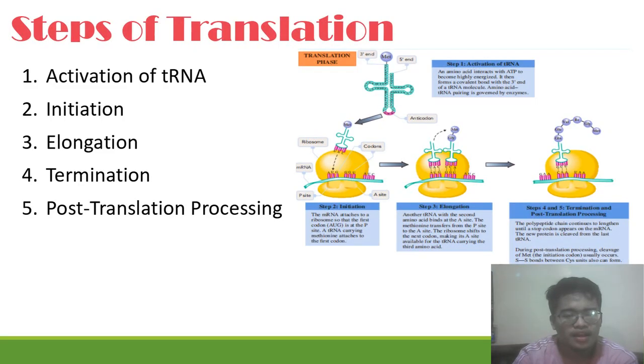So we are done with the structure of the ribosome, the two subunits of ribosomes. Now let's move forward to translation. There are five general steps to the translation process. The first one is the activation of tRNA. The second is initiation. The third is elongation. The fourth is termination. And the last one is post-translation processing. This diagram shows the flow chart of the translation process.